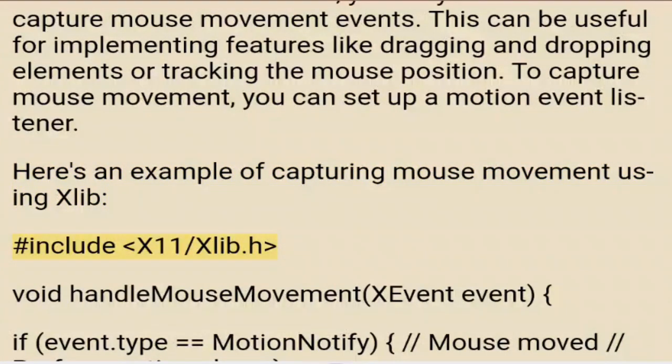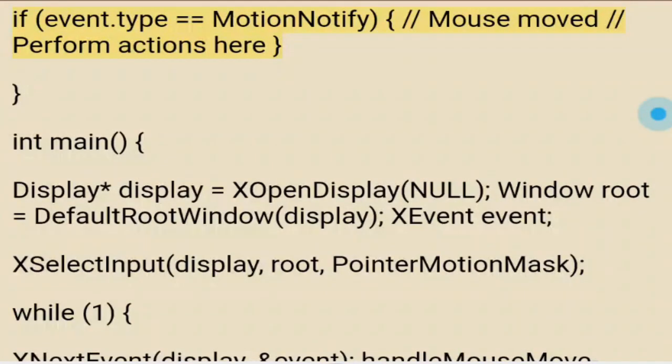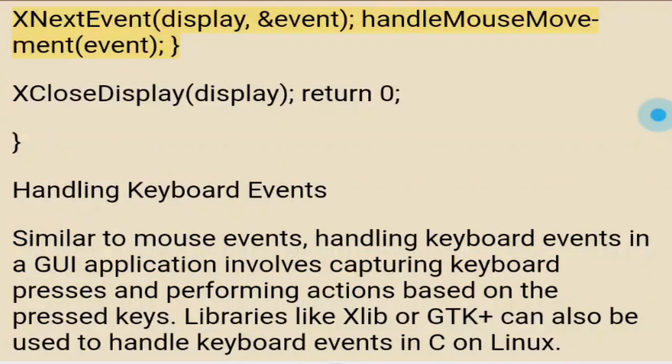#include <X11/Xlib.h>. void handle_mouse_movement(XEvent event). If event.type equals MotionNotify, mouse moved, perform actions here. int main. display equals XOpenDisplay(NULL), Window root equals DefaultRootWindow(display), XEvent event. XSelectInput(display, root, PointerMotionMask). While 1, XNextEvent(display, &event), handle_mouse_movement(event). XCloseDisplay(display), return 0.